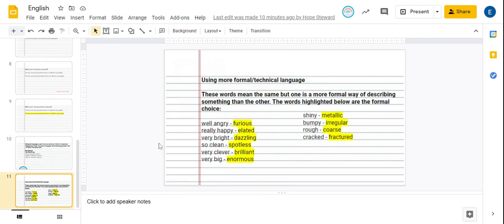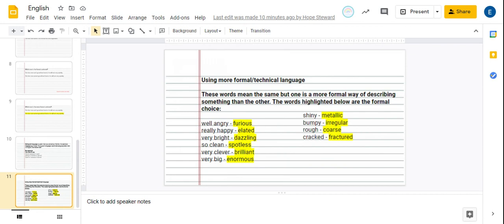There are also, especially in information text, technical language. So when we're using words to describe things such as the Iron Man, we need to think about being more formal with our word choice. So for example, instead of shiny, we could say metallic. Instead of bumpy, we could say irregular. Instead of rough, we could say coarse. And instead of cracked, we could say fractured.